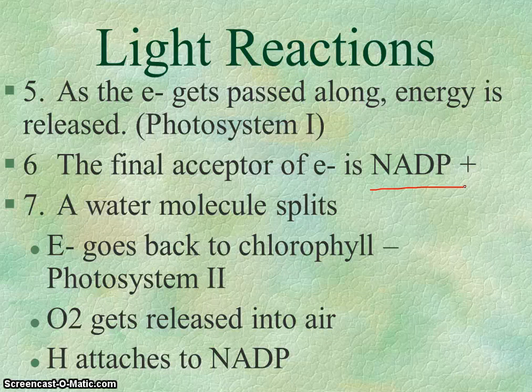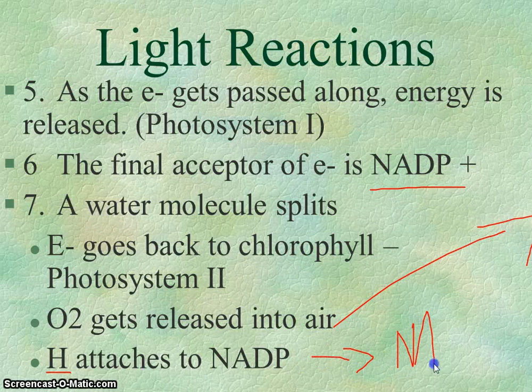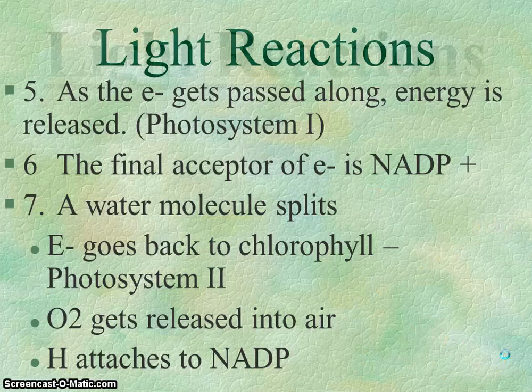Now as the electron is going down a series of reactions and getting picked up by the NADP, a water molecule will split. Now, the electron from the water molecule will go back to the chlorophyll so it can absorb more energy. The oxygen is going to get released into the air, and the hydrogen is going to attach with the original electron on NADP, and that is going to form NADPH. Oops, sorry, that's a P. It's very hard to write, and that will form NADPH.